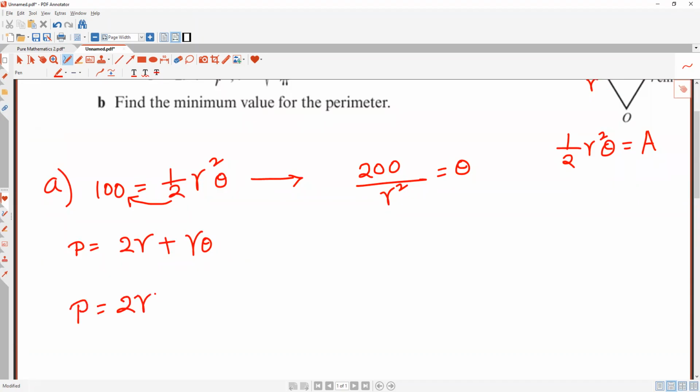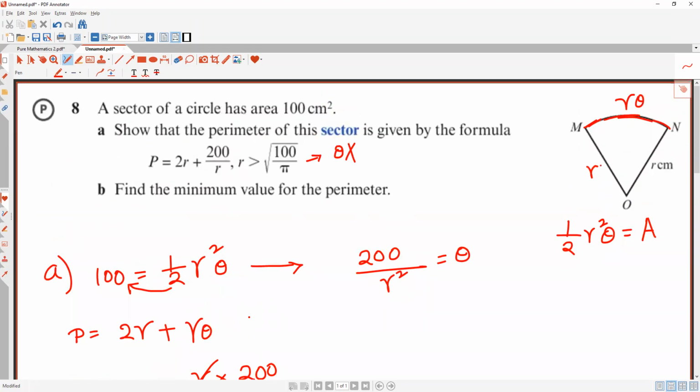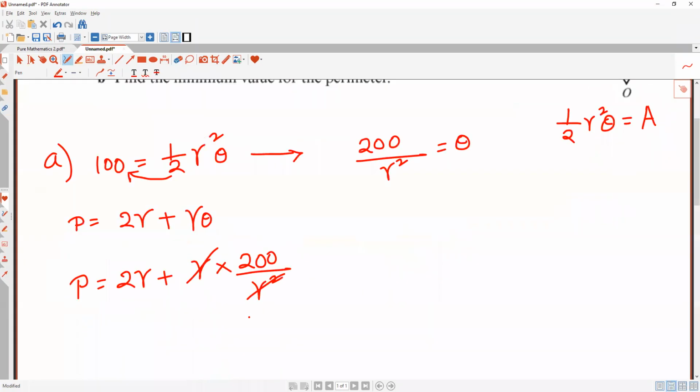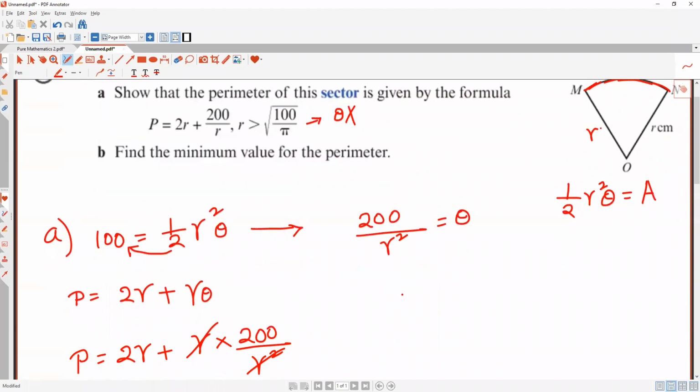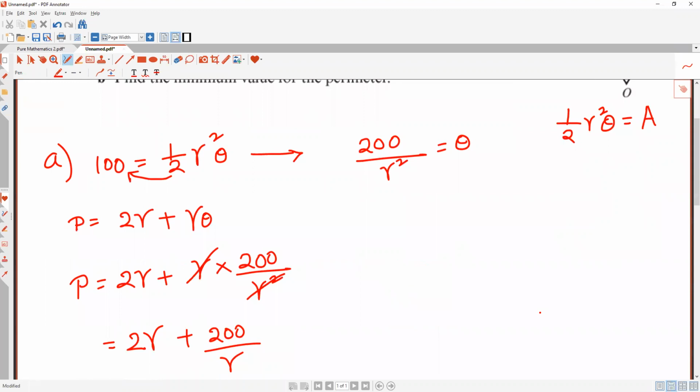P is equal to 2r plus r multiplied by 200 divided by r square. So r and r get cancelled. What are you getting? 2r plus 200 divided by r. Hence proved, the perimeter. Now everyone who is over here, everyone understood? Hasin, where is your homework?